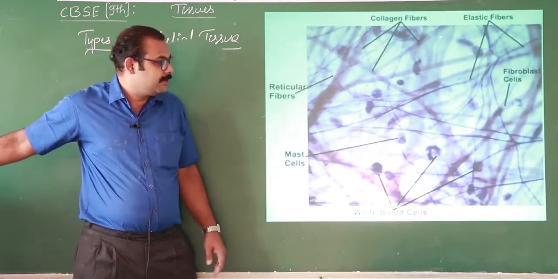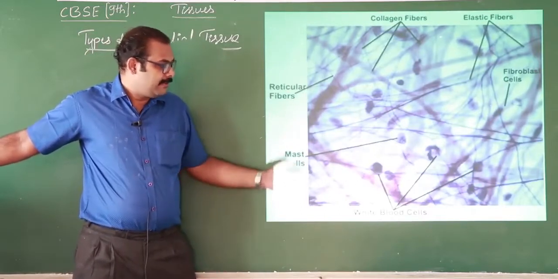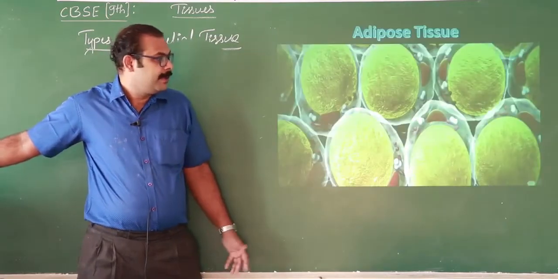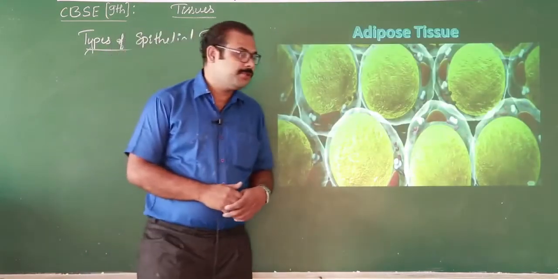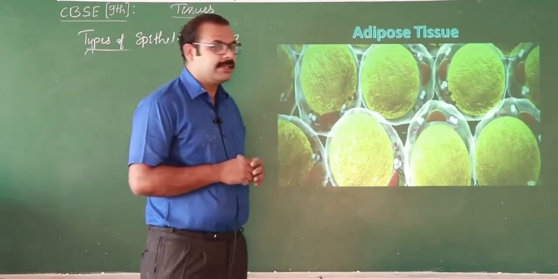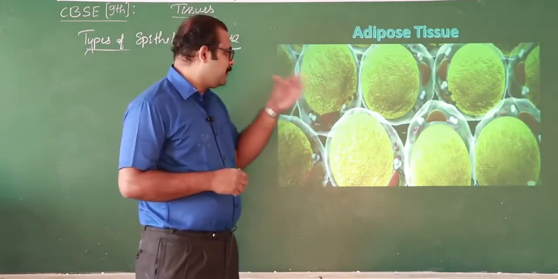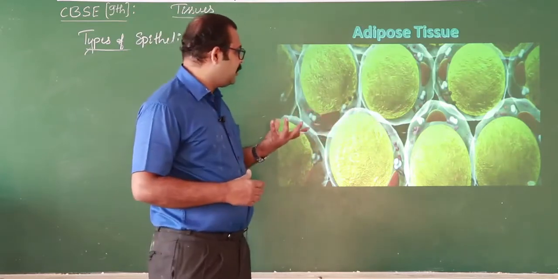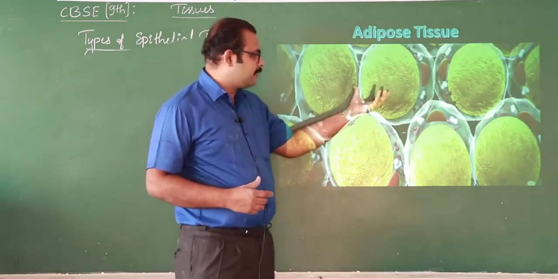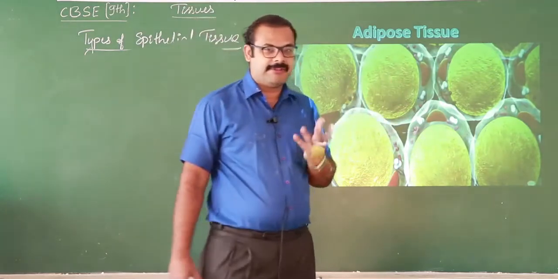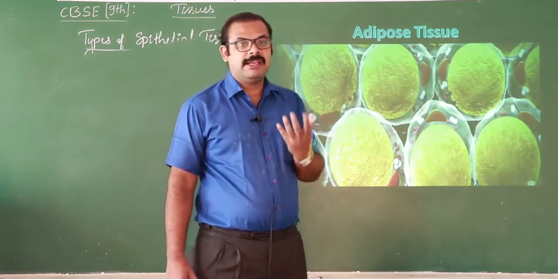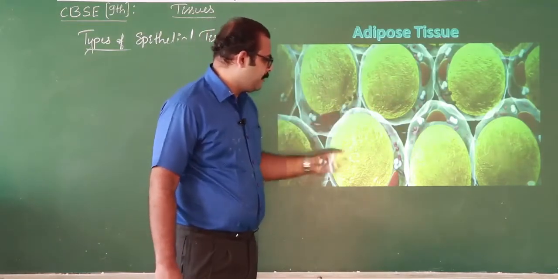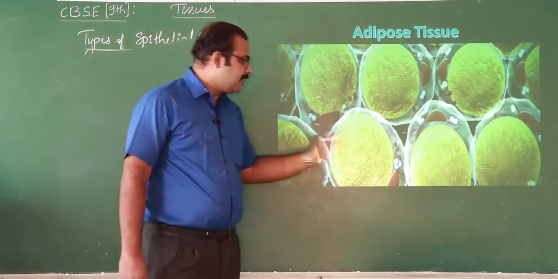So this is how you look if you take the cross section of that. Next type of tissue, adipose tissue. These are also connective tissue. Here what you are seeing, the yellow color balls, just like laddu. These ball-like structures are nothing but fat cells. They mainly store fat, so they are very large cells. So these are the adipose tissue.